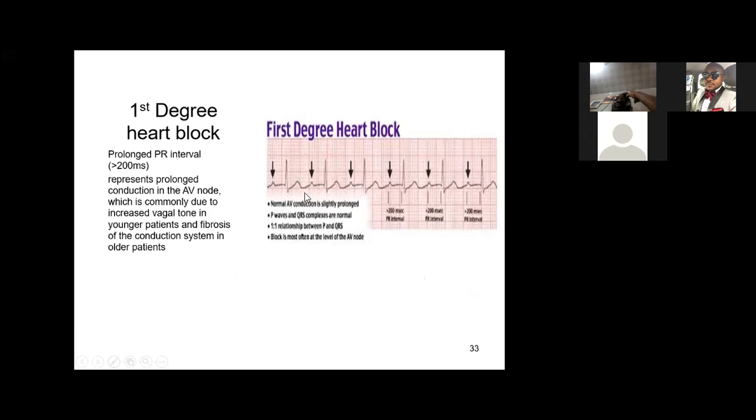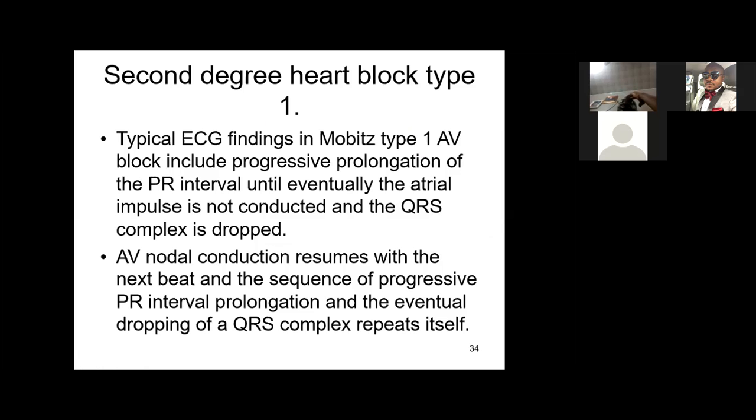There's a prolonged PR interval. P waves and QRS complexes are normal, and the block is most often at the level of the AV node, hence the prolonged PR interval. Second degree heart block type 1. Typical ECG findings in type 1 block include progressive prolongation of the PR interval until the atrial impulse is not conducted and there's a dropped QRS complex.